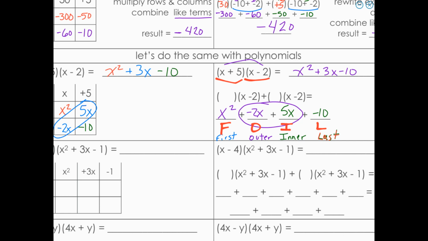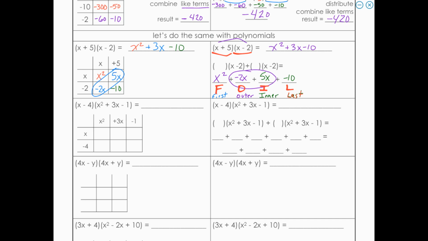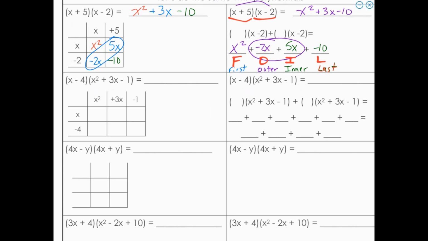Okay. So, next problem. The reason that we use the box method or the distribute method is because it will still work with problems like these that have multiple terms, not just two, that have 3, 4, 5. The box method or the distribute method works no matter how many terms you have in your problems. You would just have to expand your boxes or have more blanks to combine.